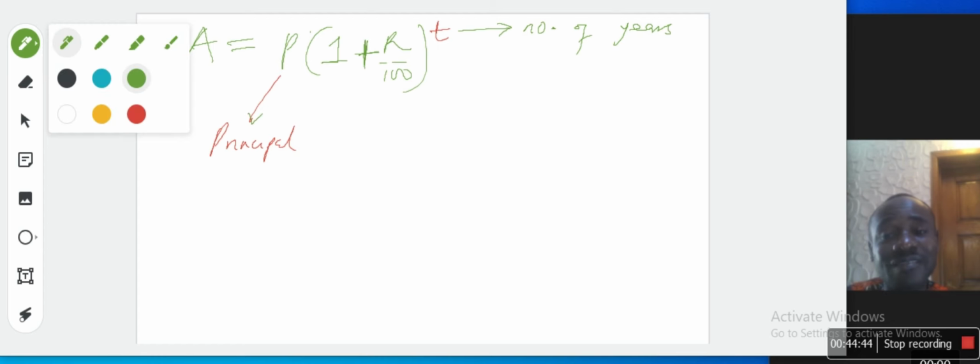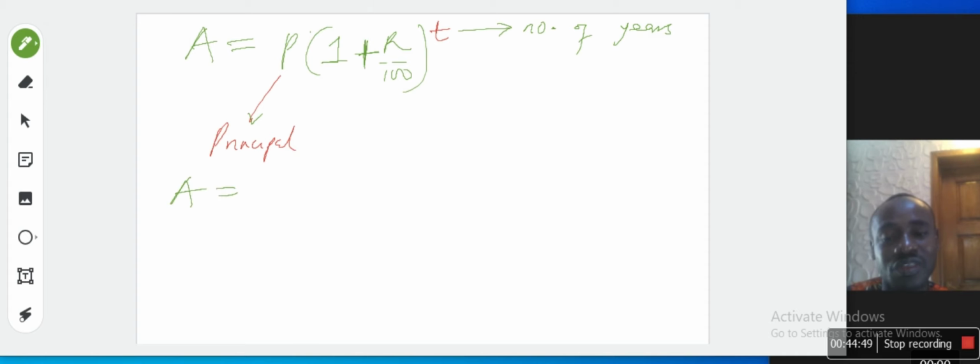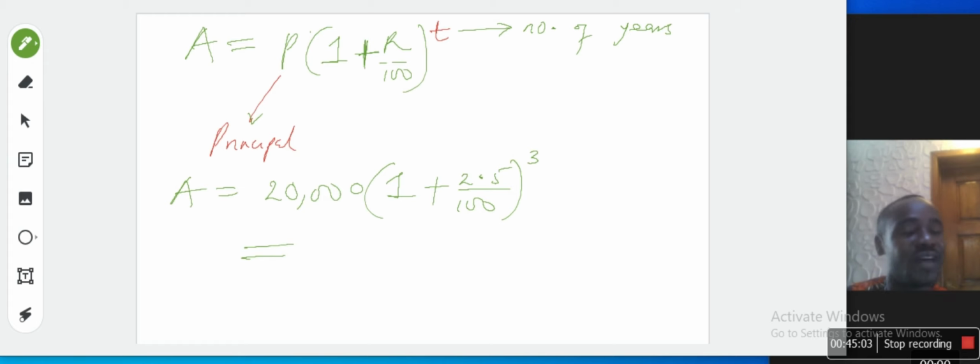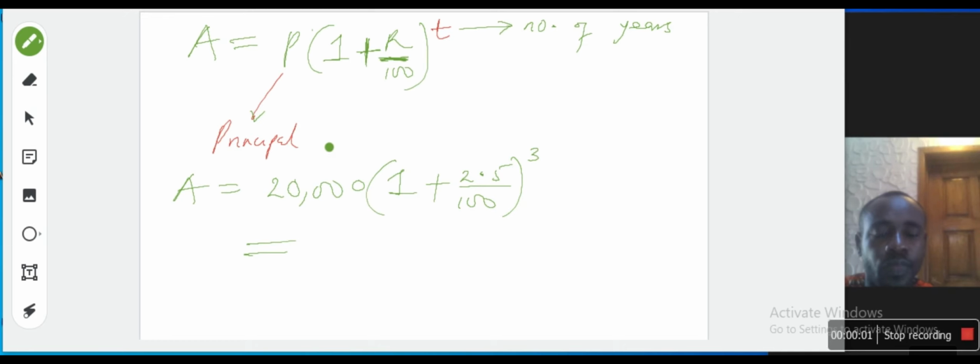If we apply that formula, we will get the same answer. So A will be equal to, what was the principal? 20,000, times 1 plus, what was the rate? 2.5 over 100, raised to the power of the number of years, 3. You get the same answer, or approximately that value. I want you to try it. Of course, you will get the same answer. Read out the values. 21,537.8. Just a moment, let me write it down.